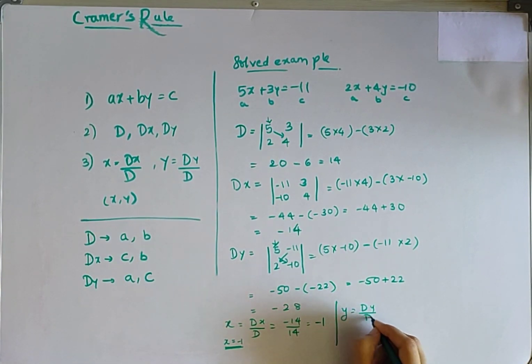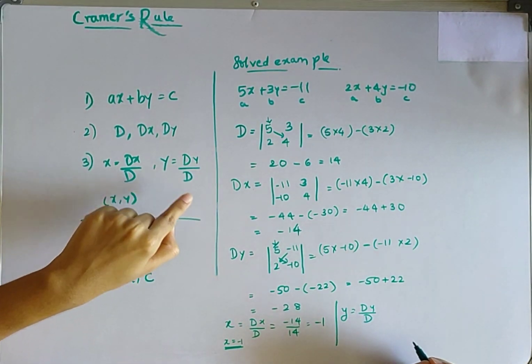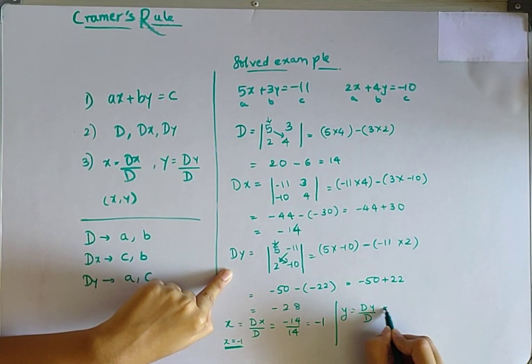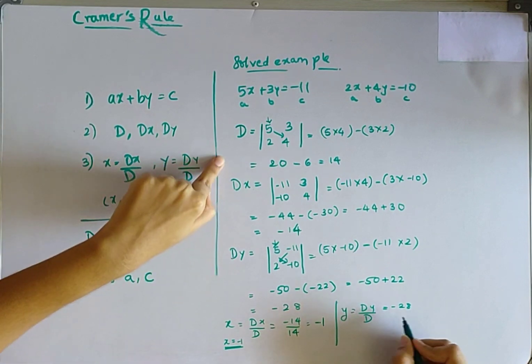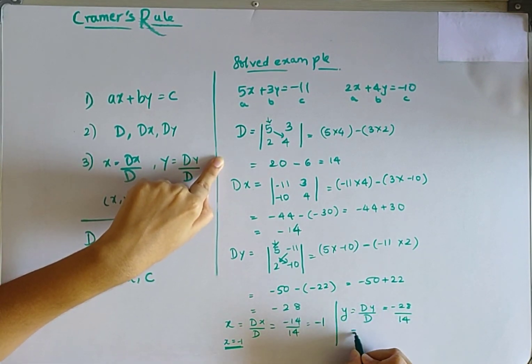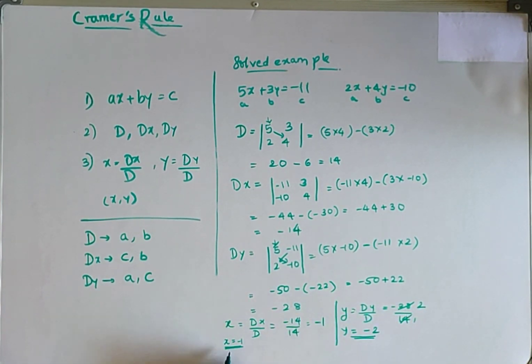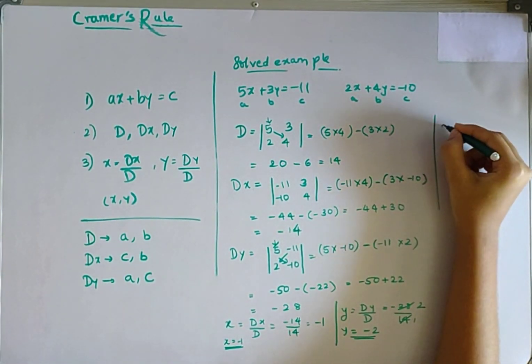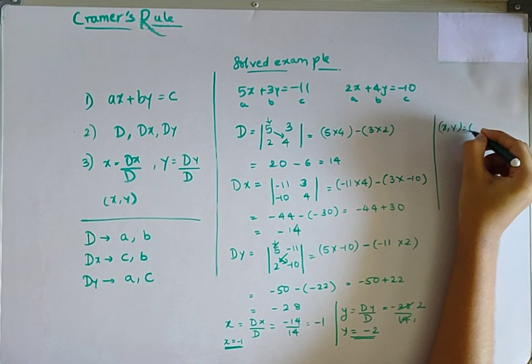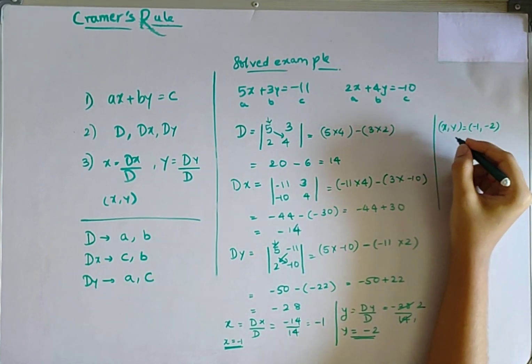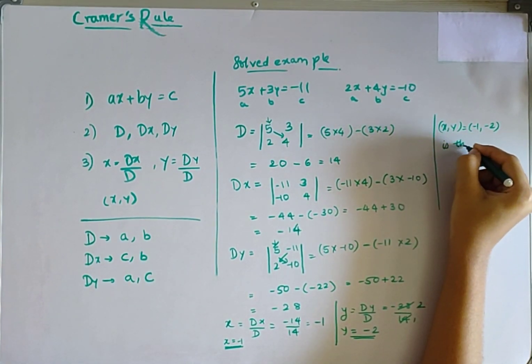Now y. Y is what? Dy by d. I have written here dy by d. Dy should be minus 28 and d is 14. So what is y? Minus 2. 14 ones are 14, twos are 28. Therefore minus 2. So x is minus 1 and y is minus 2. So x comma y will be minus 1 comma minus 2. Well, how will you write? X comma y is equal to minus 1 comma minus 2 is the solution.